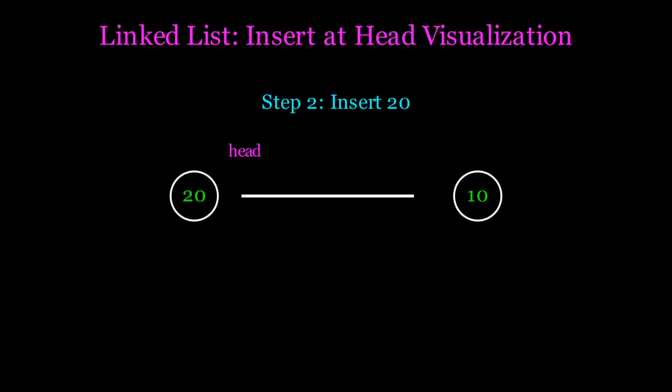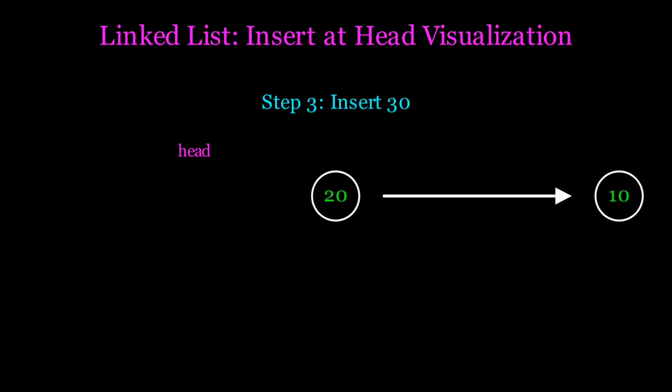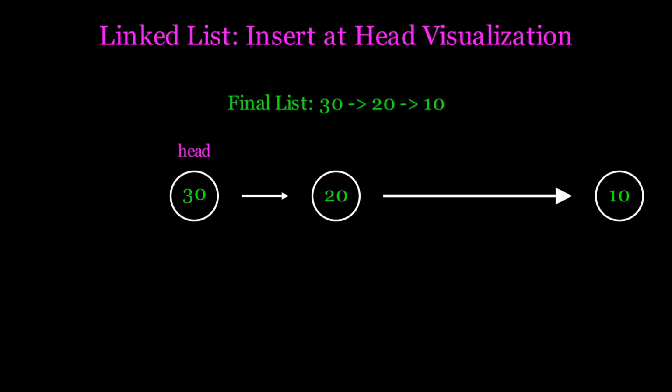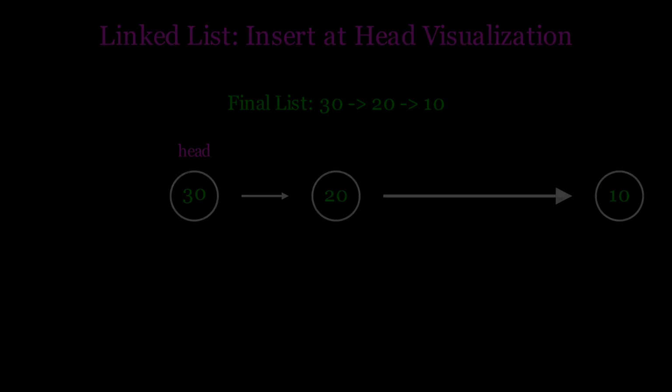Next, we insert the value 20. The new node is added at the head and it points to the previous head node, which is 10. Finally, we insert 30. The new node becomes the head pointing to 20, which in turn points to 10. This is how the linked list grows at the head. Each insertion at the head takes constant time, making it an efficient operation.